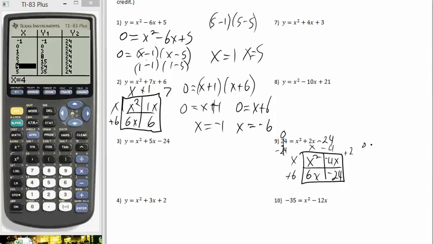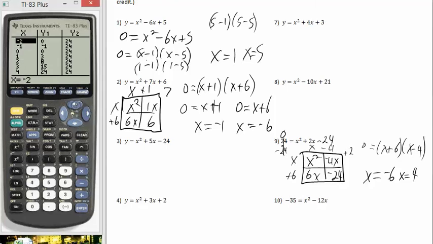So we have 0 equals x plus 6 and x minus 4. So what makes this 0? X equals negative 6, because negative 6 plus 6 is 0. What makes this 0? Positive 4. So x equals positive 4. If we go back on our calculator again, we saw that those two were equal when x is 4 and when x is negative 6.